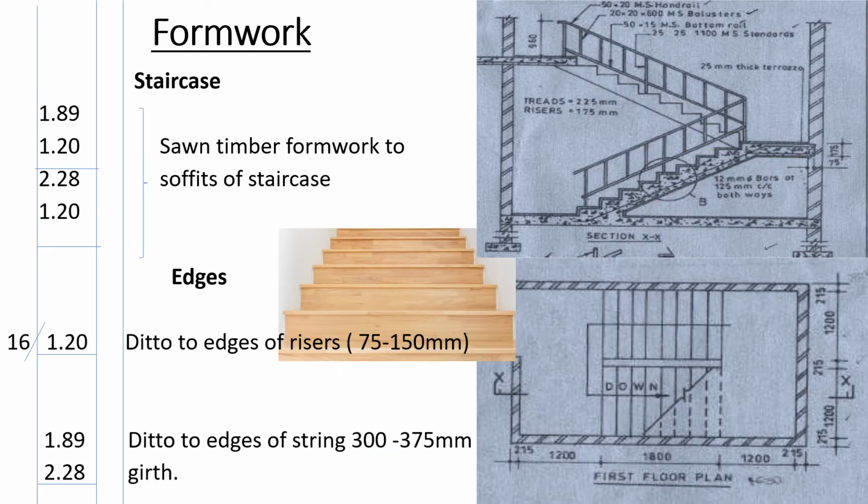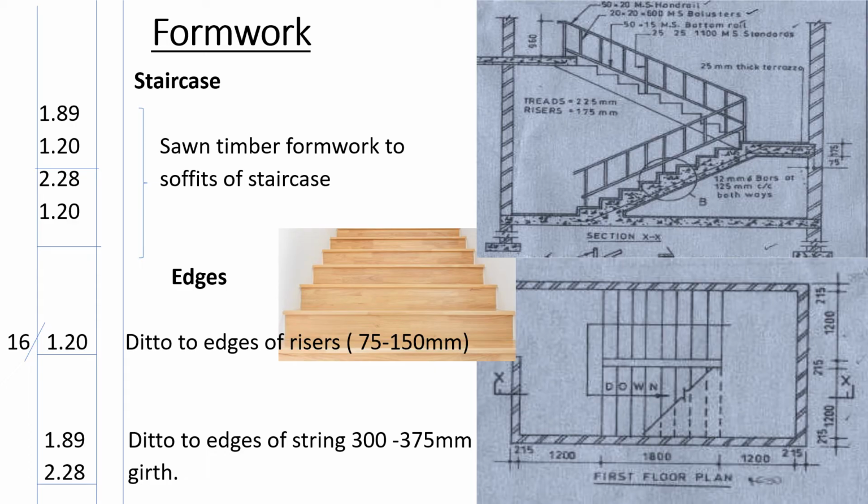Now let's book the staircase formwork. So remember our first string we had 1.89, and the width of our staircase is 1200. So we have 1.89 by 1.2, and then the second one is 2.28. This one here is 2.28 by 1.2. Then we say sawn timber formwork to the soffits of the staircase.